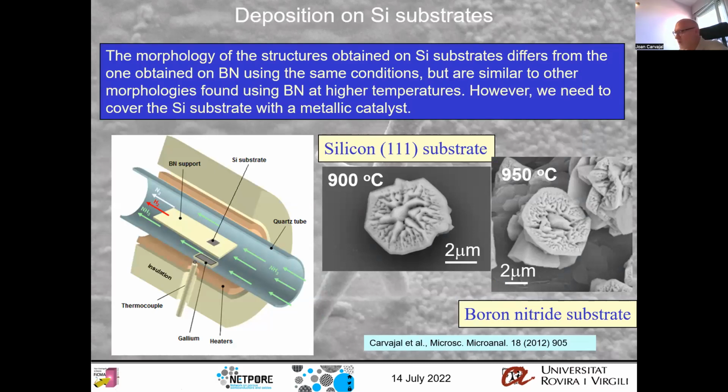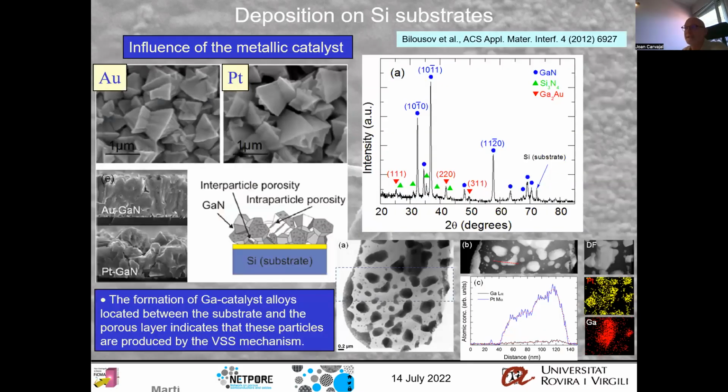Up to this point, we were working with boron nitride substrates, but then we wanted to move to more useful substrates, that is silicon. And we could observe that by reducing the temperature of growth, we could get structures similar to the ones that we obtained on boron nitride. So just changing the temperature allowed us to make this step.